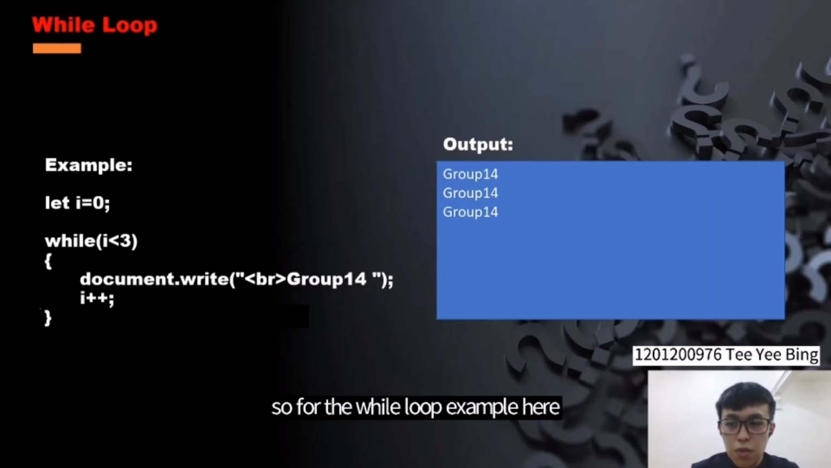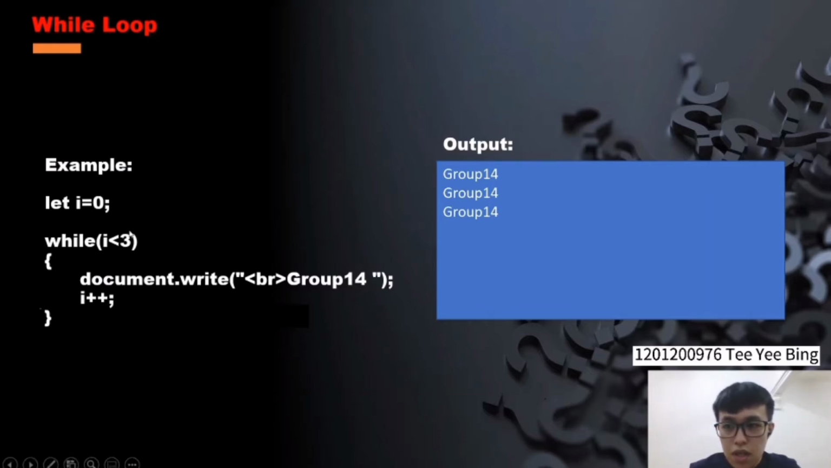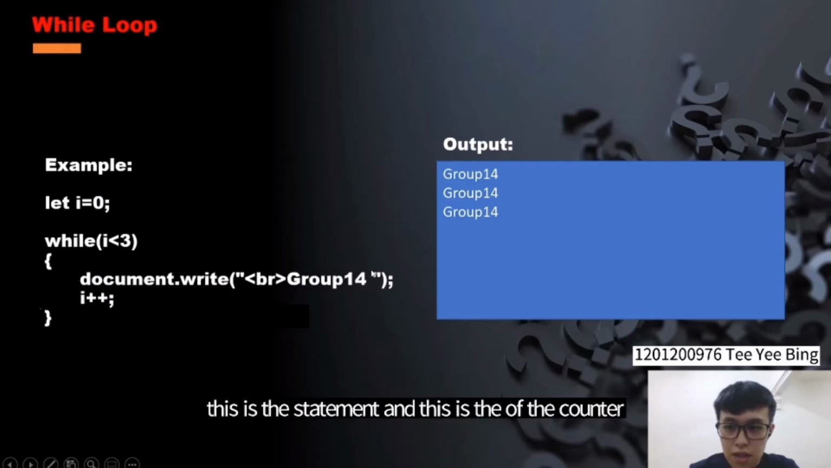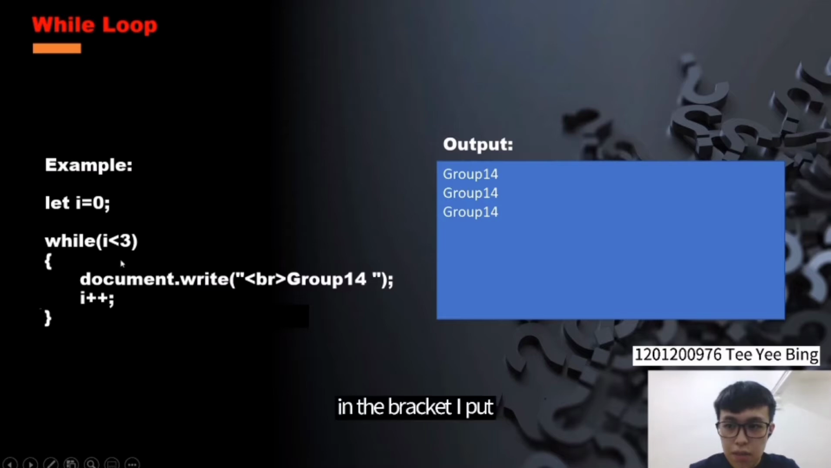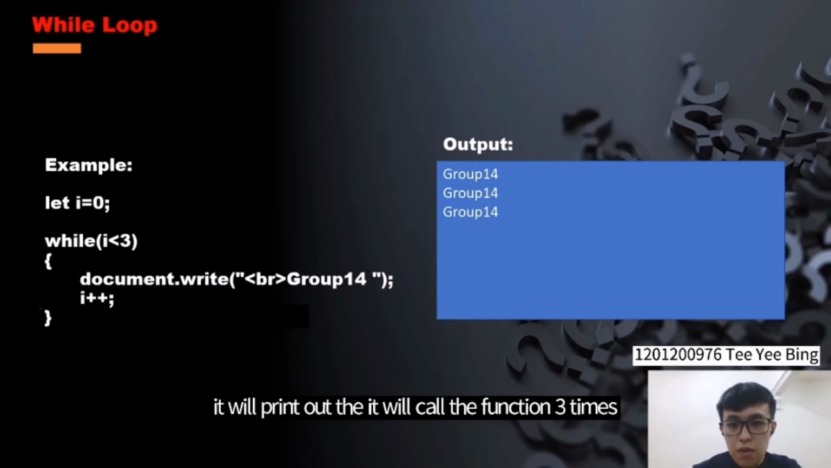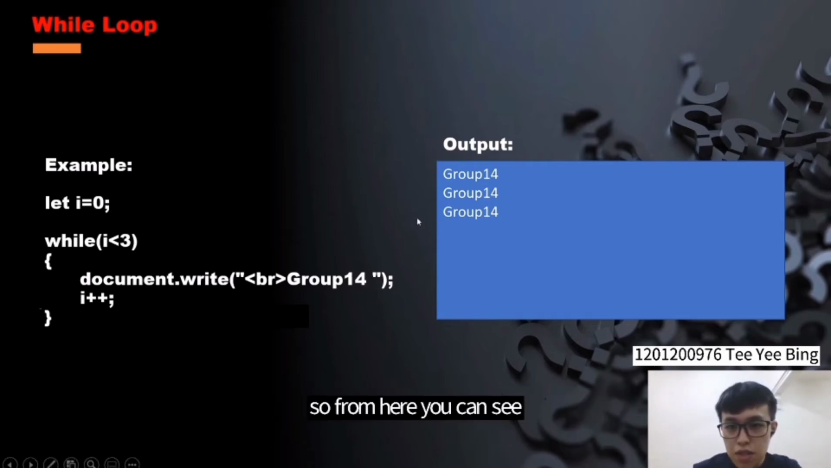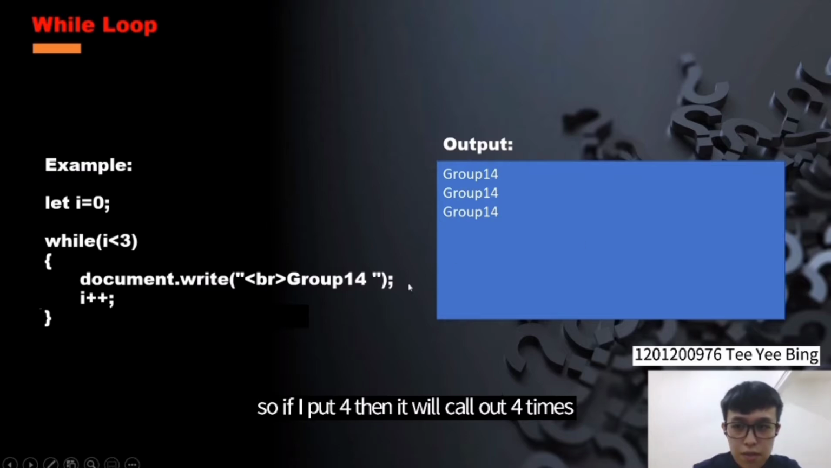For the while loop example here, I initialize i as 0. I put it into the while loop statement here. This is the statement, and this is the update counter. In the bracket, I put i less than 3, so it will call the function 3 times. From here, you can see, because I put 3, it calls out 3 times. If I put 4, then it will call out 4 times.